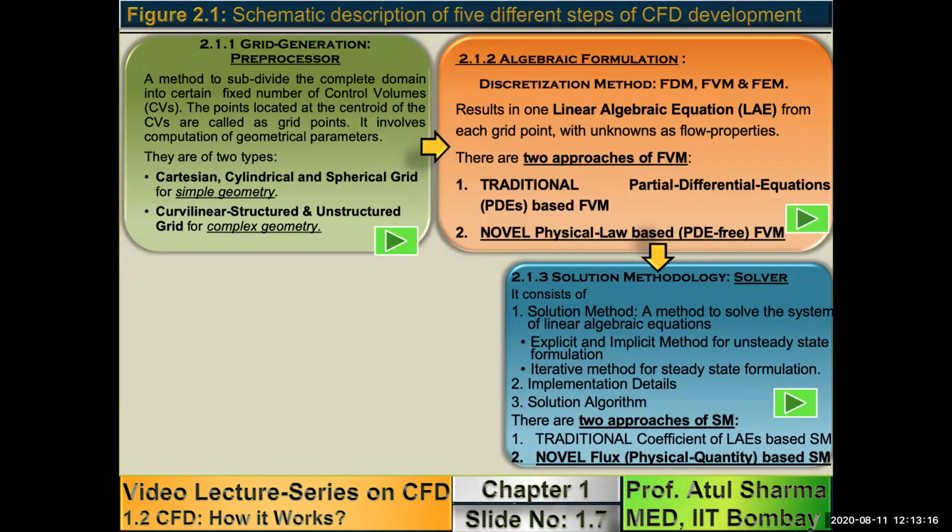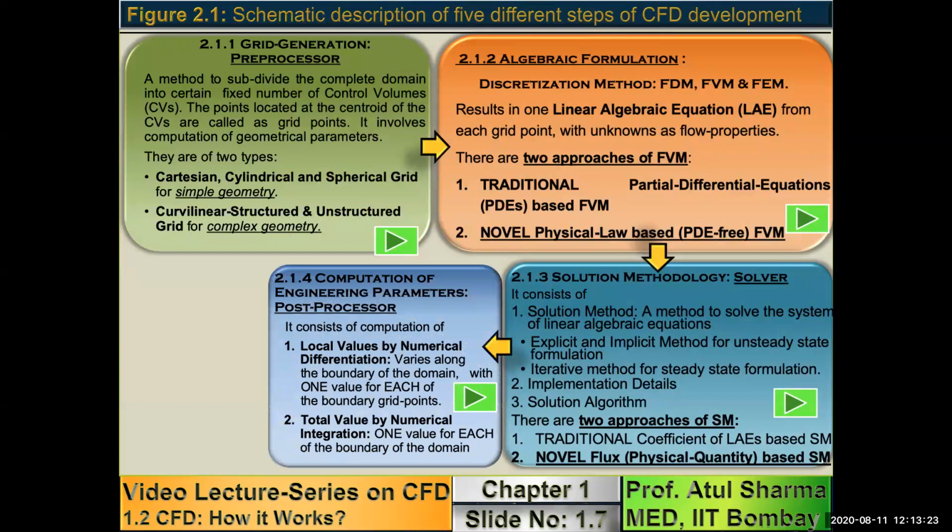Now, to obtain the rate of heat transfer after you have obtained the temperature distribution, there is another procedure, which is step 4 of CFD development, where you compute the engineering parameter. This is also called post-processing. I'll take an example of heat conduction to discuss this point. So you have to do a numerical differentiation and a numerical integration. Let me go to the problem and then you will be able to appreciate.